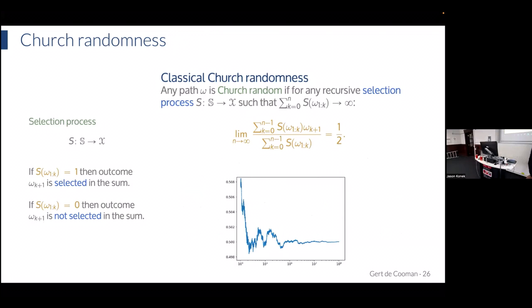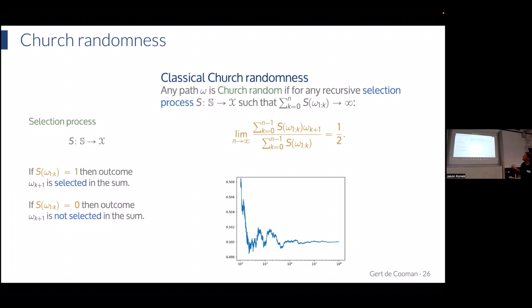There's another notion of randomness that is sometimes used with these, and I'm going to do this for the one-half forecasting system, so for the fair coin forecasting system. We call a path Church random if, and now we have to look at this expression.